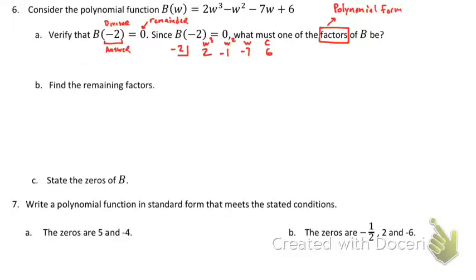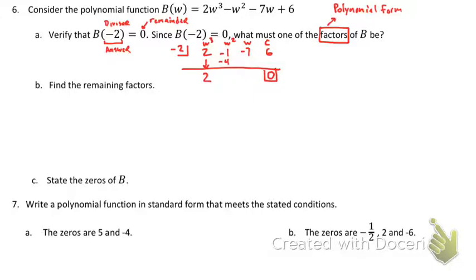So let's check this out. How is this going to work? All right, we want to verify that this will actually give me a remainder of 0. If it gives me a remainder of 0, then we actually have some factors because it divides evenly. So synthetic division says bring this down. Negative 2 times 2, negative 4.